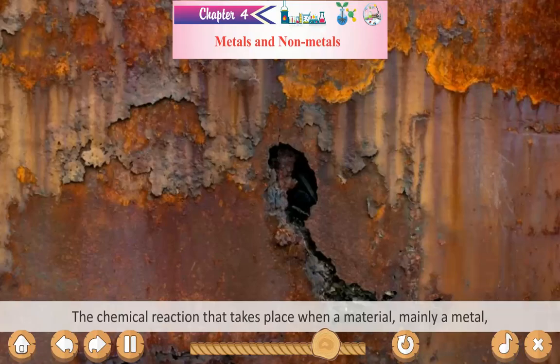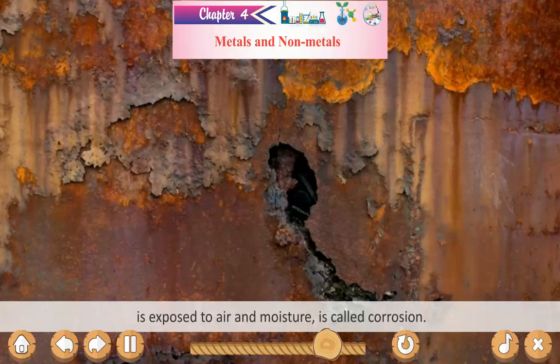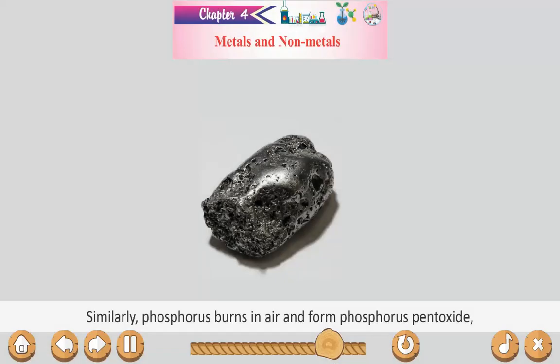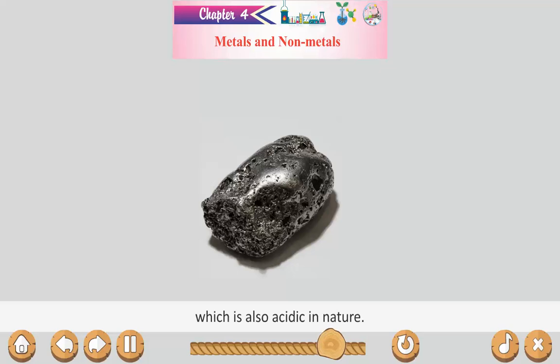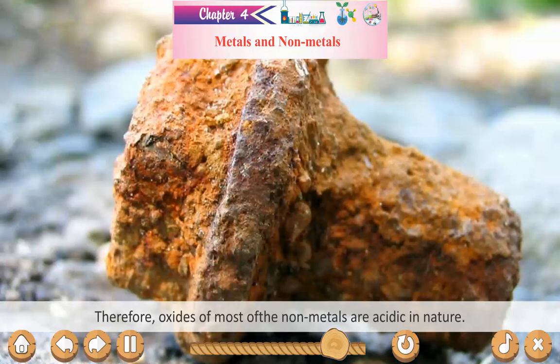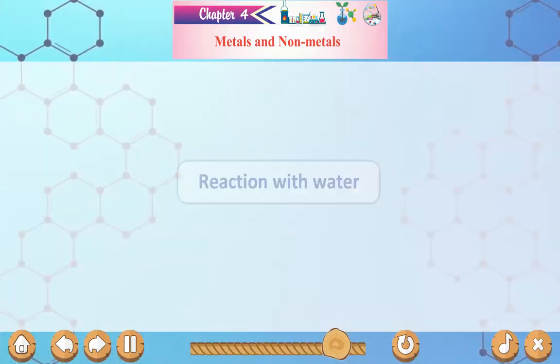The chemical reaction that takes place when a material, mainly a metal, is exposed to air and moisture is called corrosion. Corrosion of iron is called rusting. During the process of corrosion, metals are deteriorated. Similarly, phosphorus burns in air and forms phosphorus pentoxide, which is also acidic in nature. 4P phosphorus plus 5O2 oxygen gives 2P2O5 phosphorus pentoxide. Therefore, oxides of most of the nonmetals are acidic in nature.